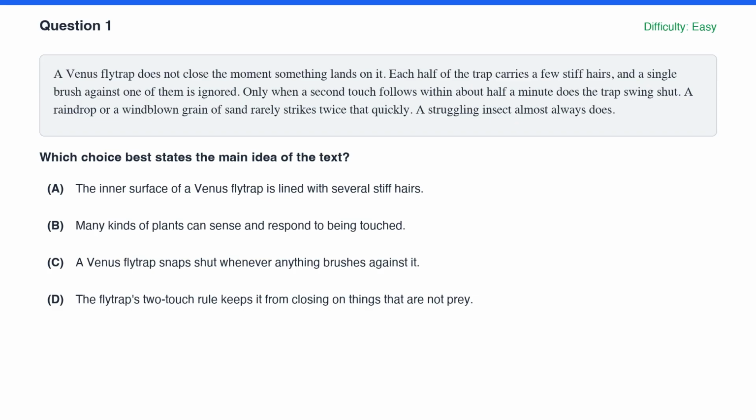It opens by telling you what the trap does not do. It does not close the moment something lands on it. Then comes the rule. A single brush is ignored and only a second touch swings it shut. And then the payoff in the last lines. A raindrop rarely strikes twice that fast, and a struggling insect almost always does.